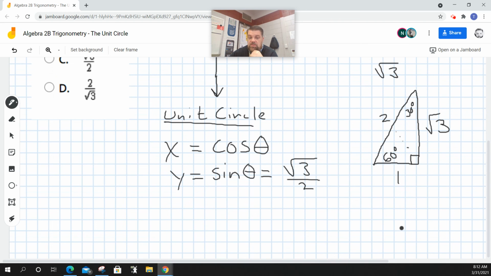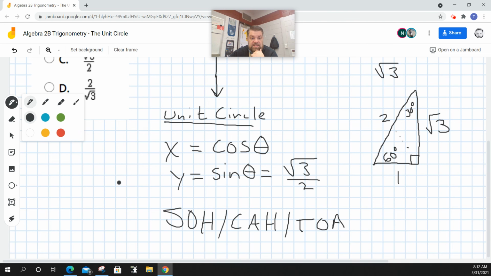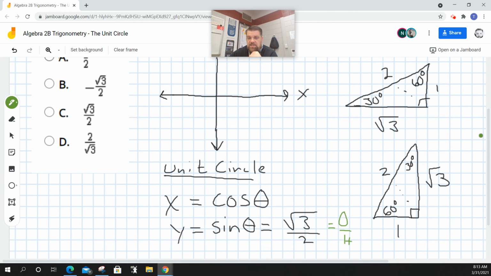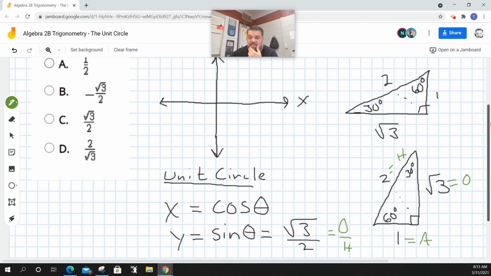And you have to remember using SOHCAHTOA, right? SOHCAHTOA. What's that tell me? That tells me that sine of theta is the opposite over the hypotenuse. Okay, so what one has root 3 as the opposite? Well, this one does. This is the opposite, this is the hypotenuse, and this is the adjacent. So what I then have is a 60-30.